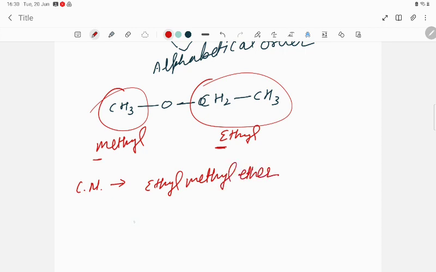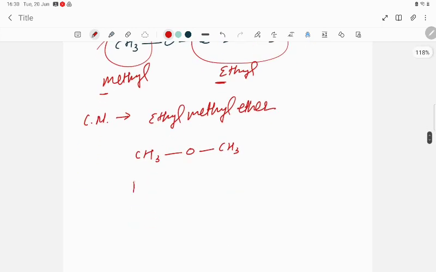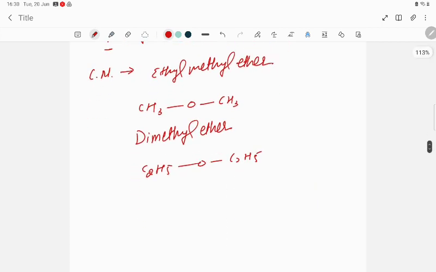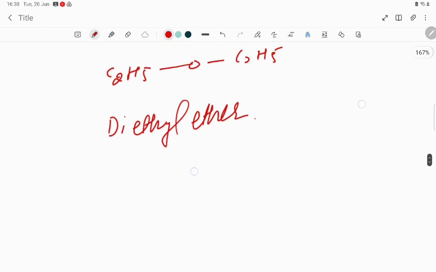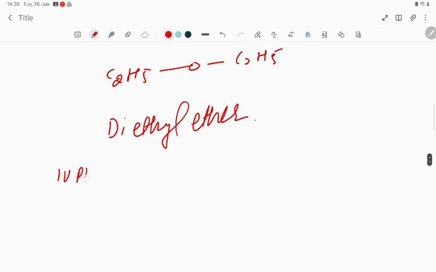But if the same group is there, as in CH3 O CH3, it is called dimethyl ether. Now if you have C2H5 O C2H5, the same group is there, so you need to use the word di: diethyl ether, right? This way. Now let's go for the IUPAC name.